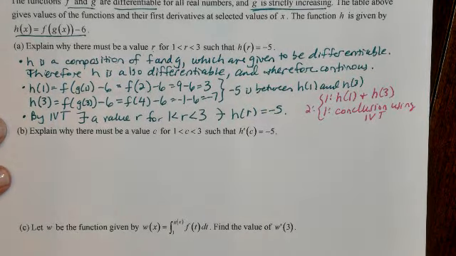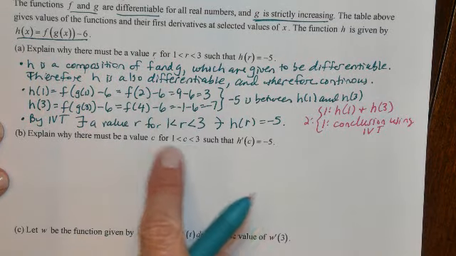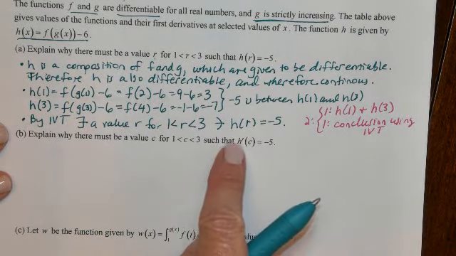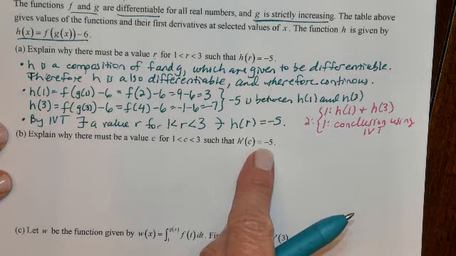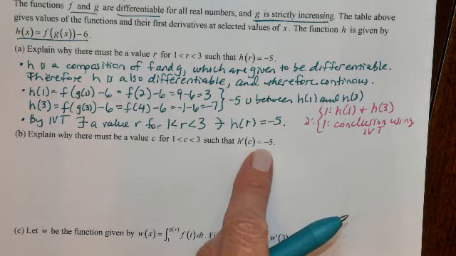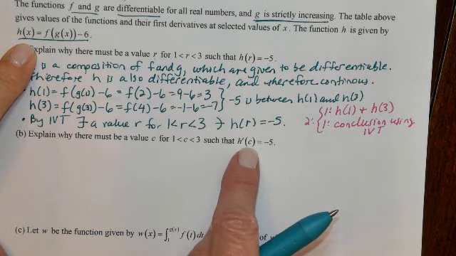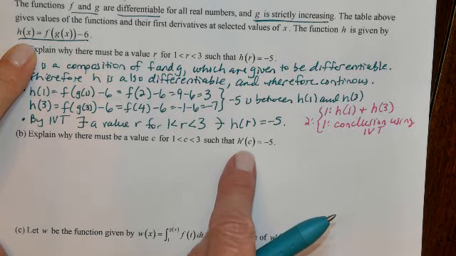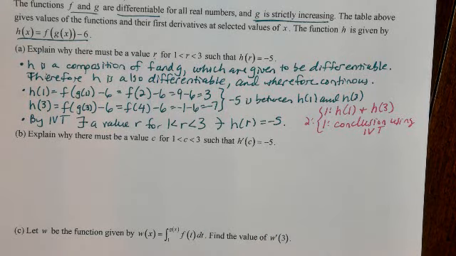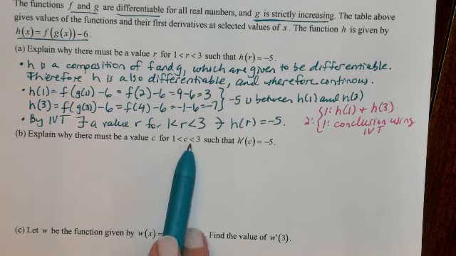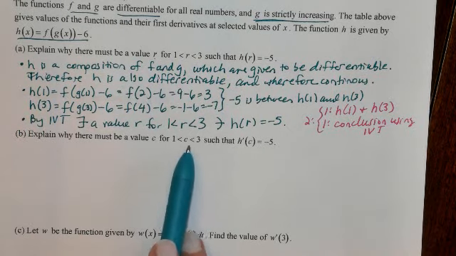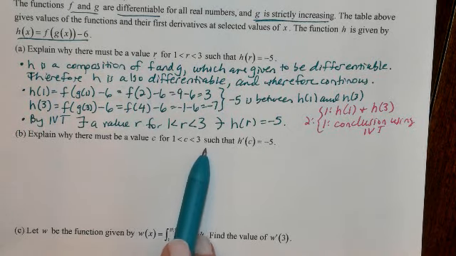Part B. Explain why there must be a value of c between 1 and 3 such that h prime of c is -5. Okay. This is MVT because they give us h. They're talking about why there must be something regarding h prime. I know that's MVT. So I first need to say that h is continuous on the closed interval and differentiable on the open interval. That's what we need for MVT.